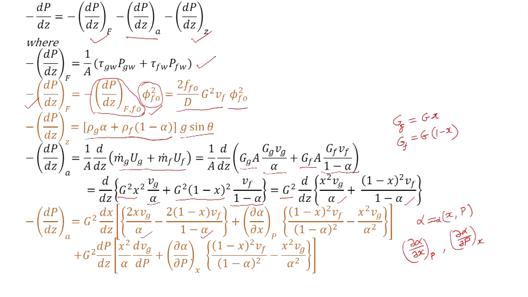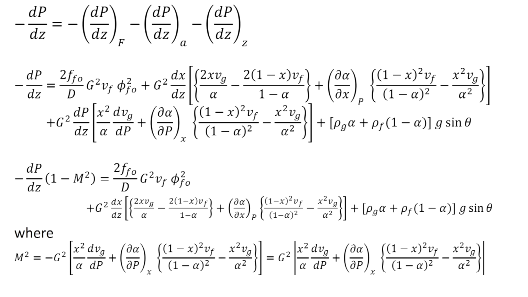And we get partial alpha by partial x at constant pressure into [(1 minus x) squared v_f upon (1 minus alpha) squared minus x squared v_g by alpha squared]. And G squared dp/dz [x squared by alpha dv_g by dp plus partial alpha by partial p at constant x into ((1 minus x) squared v_f upon (1 minus alpha) squared minus x squared v_g upon alpha squared)].